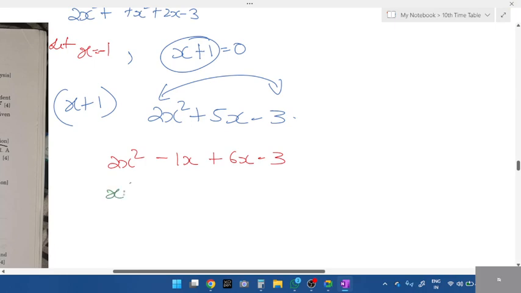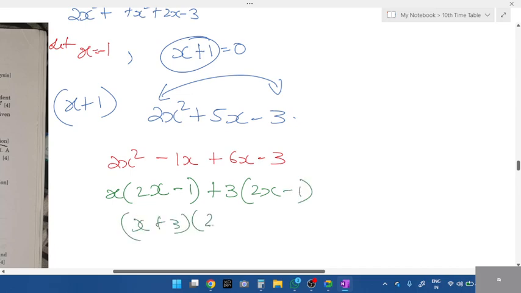Okay, what is common? X is common. 2 into x minus 1. First sign is plus. 3 is common. What do you get? 2x minus 1. X plus 3, and what do you get? 2x minus 1. But these are the two factors. So what are the total factors?